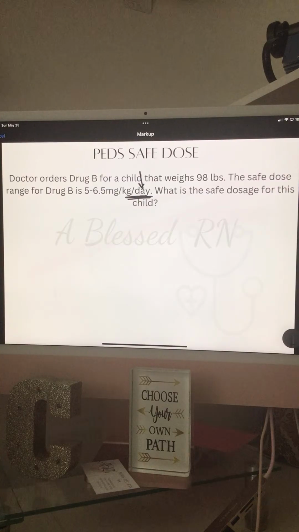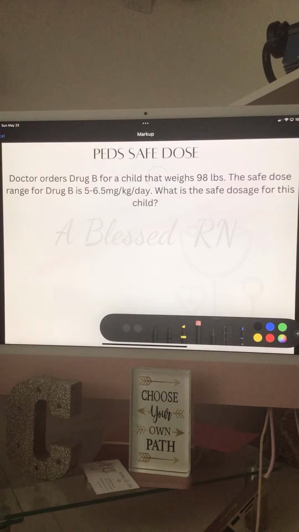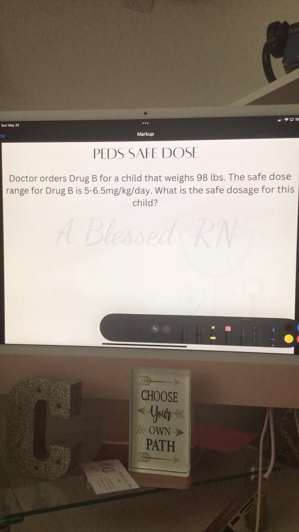All right, let me erase this. Dr. orders drug B for a child that weighs 98 pounds. The safe dose range for drug B is 5 to 6.5 milligrams per kilogram per day. What is the safe dosage for this child?